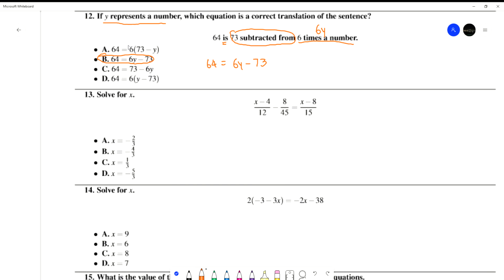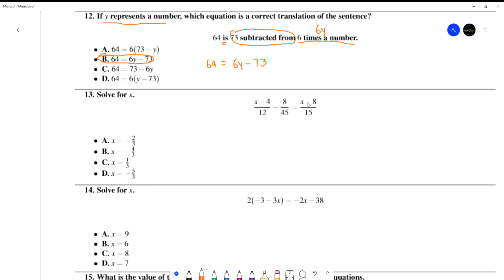Number 13. So notice how in this question, they don't have a single fraction equals a single fraction, like in version 4. Remember in version 4, you can just cross multiply? Well, this one you can't. So that's why I always told you, make sure you know how to find the LCD and multiply everything by the LCD. Okay, that's very important. Otherwise, you won't know what to do here.